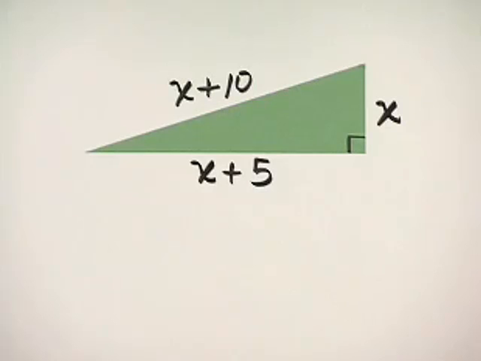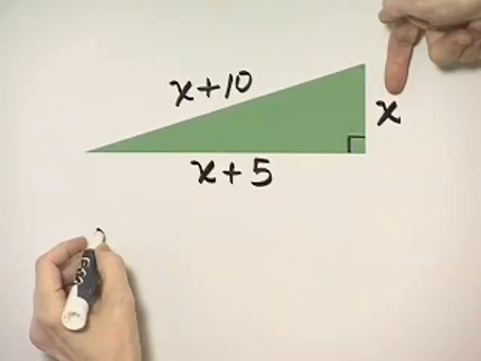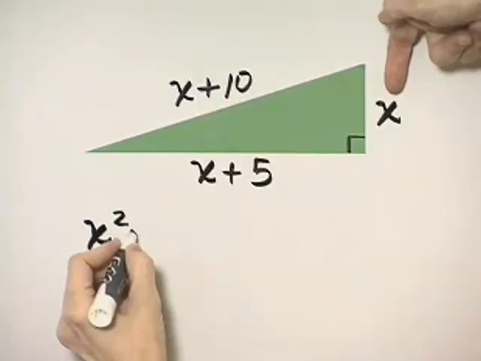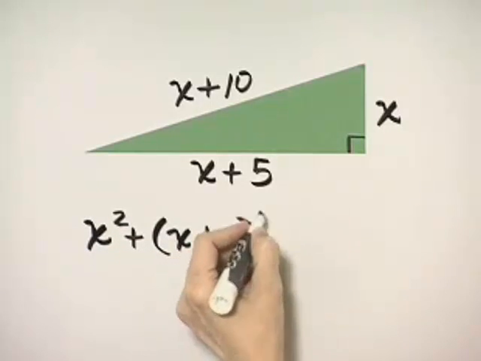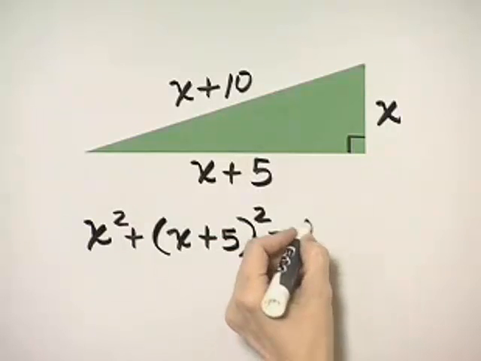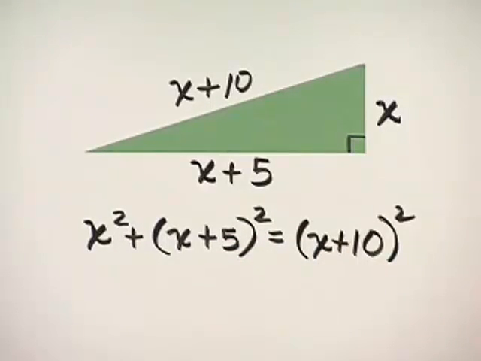And then what can we use to set up some sort of equation to solve to find x? Well, we can use the Pythagorean theorem, that being this length squared plus this length squared is equal to x plus 10, the hypotenuse length squared.